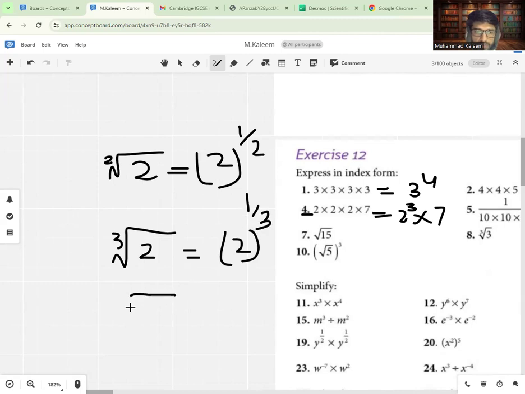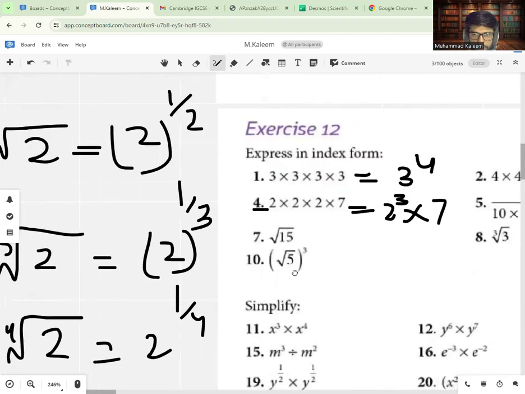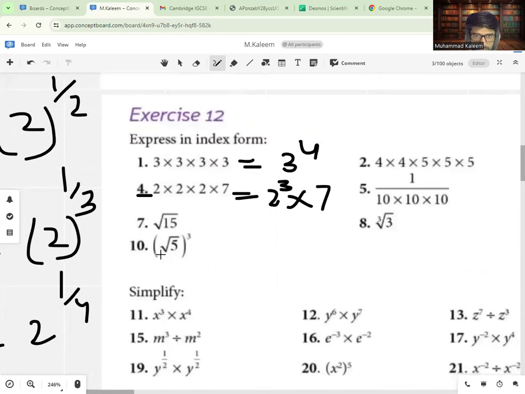If we have a fourth root, meaning we have 4 on the root, it means that we have 2 raised to the power 1 over 4. That's all. Same idea here. Like here, firstly, let's change this to 5 raised to the power, with the square root. So it means that we have 5 raised to the power 1 over 2, and the whole power is 3.